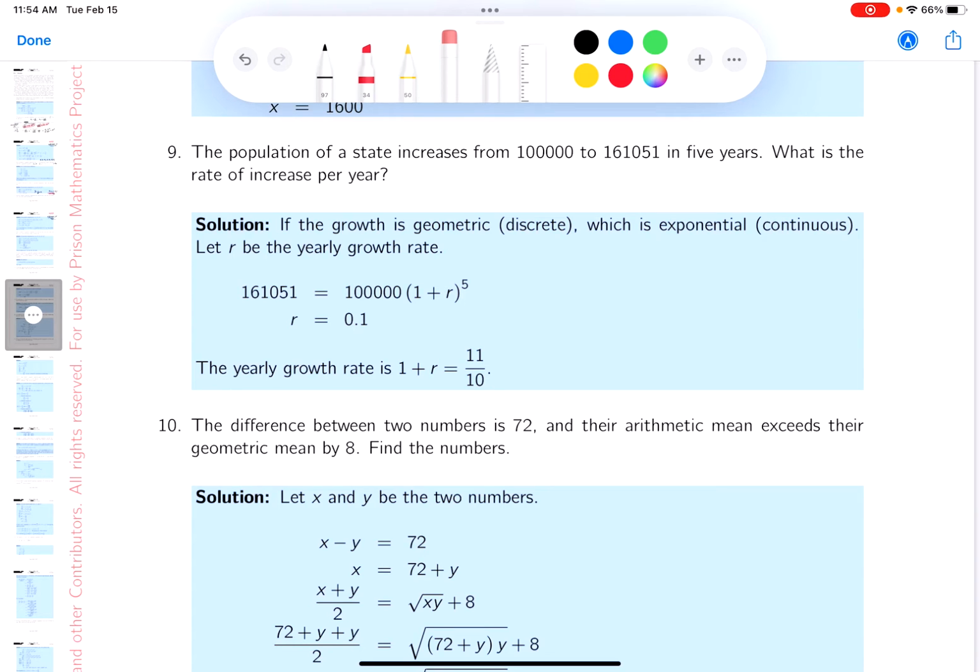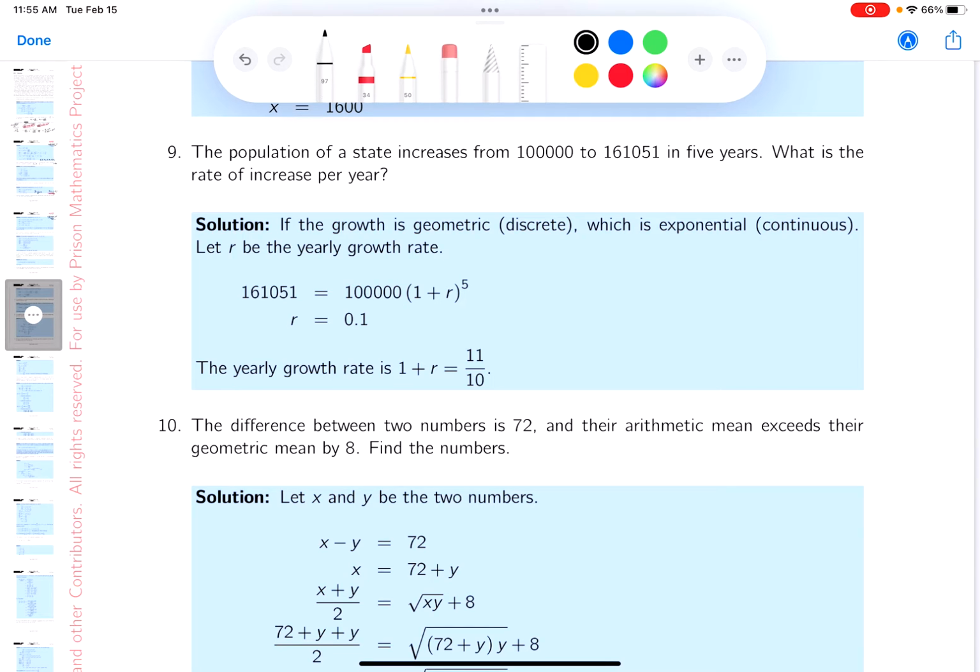Okay, kind of nightmarish numbers. It's 100,000, and then it increases in 5 years' time to 161,051. All right. So I hope you realize that at the beginning of time, exactly 1 year later, the population has grown by a certain rate.